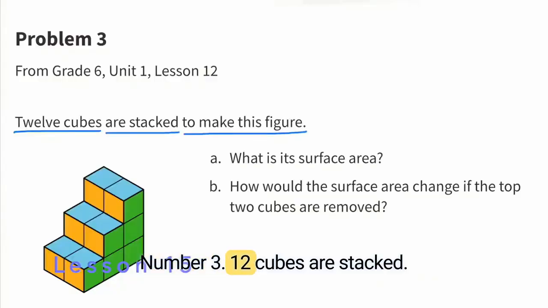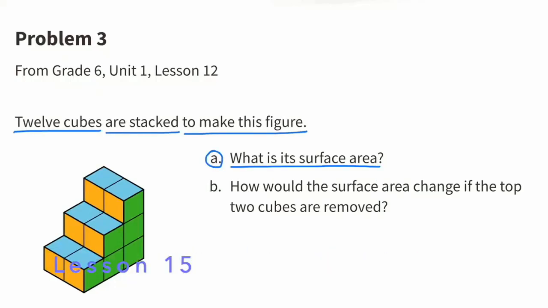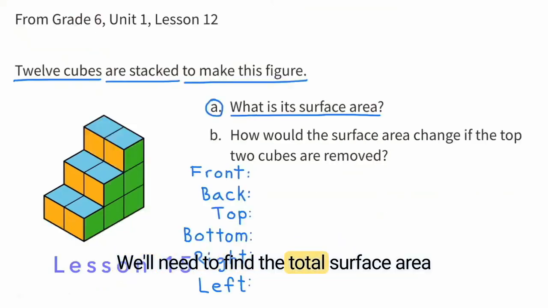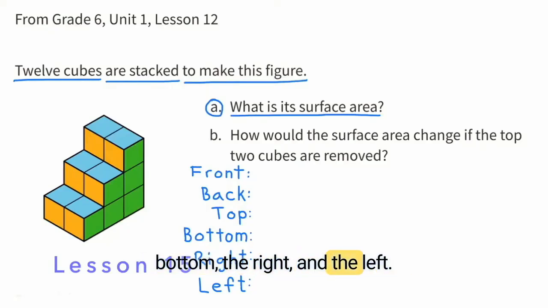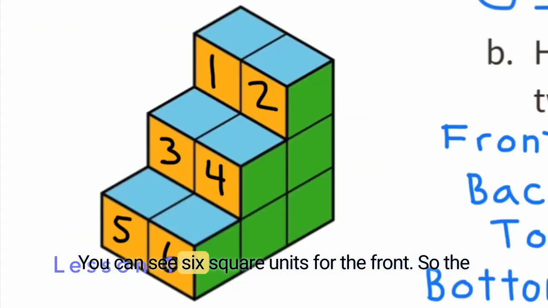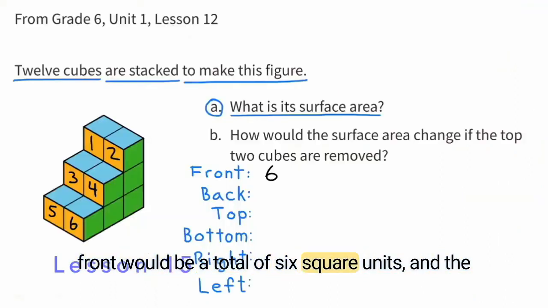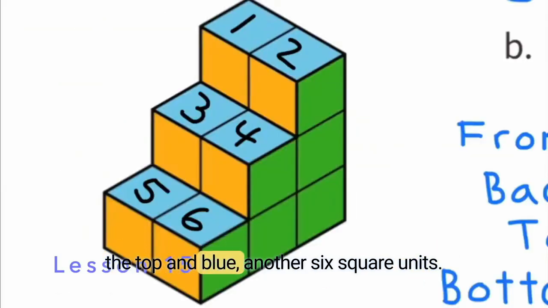Number 3. 12 cubes are stacked to make this figure. A. What is its surface area? We'll need to find the total surface area for the front, the back, the top, the bottom, the right, and the left. Represented in gold and numbered 1 through 6, you can see 6 square units for the front. So the front would be a total of 6 square units, and the back would also be a total of 6 square units. Representing the top in blue, another 6 square units.